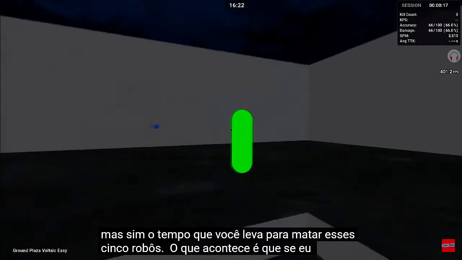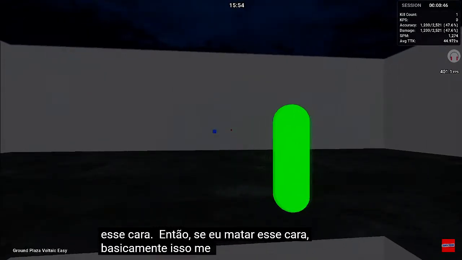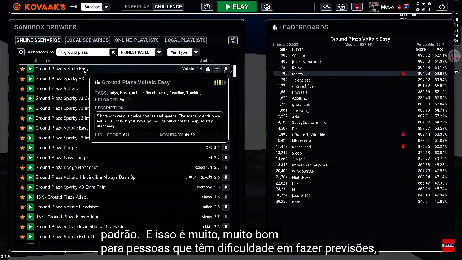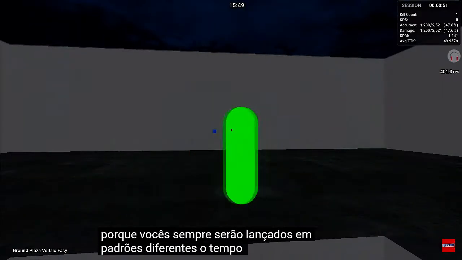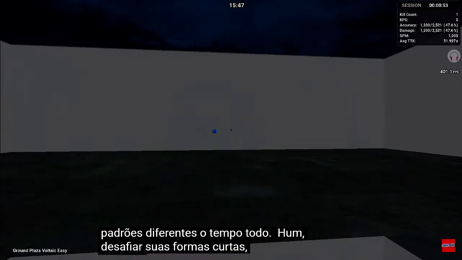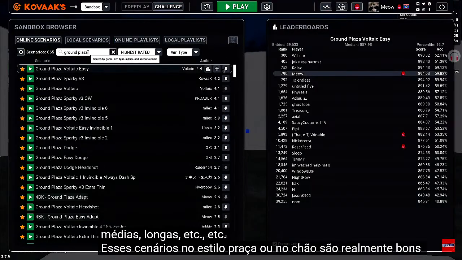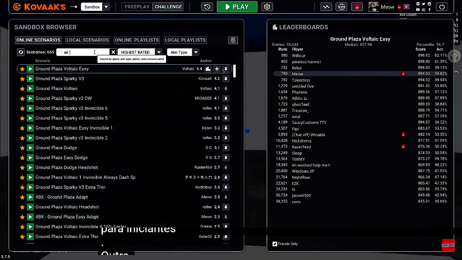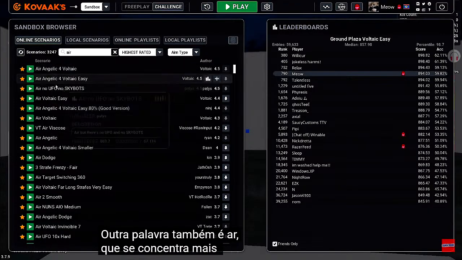What this is, if I kill this guy, essentially it will give me another pattern. And this is really, really good for people who struggle with predicting, because you'll always be thrown into different patterns all the time, challenging your short strafes, mid strafes, long strafes, etc. Really good and useful for beginners are these plaza or ground style of scenarios. Another word is also air, which focuses more on the smoothness part.